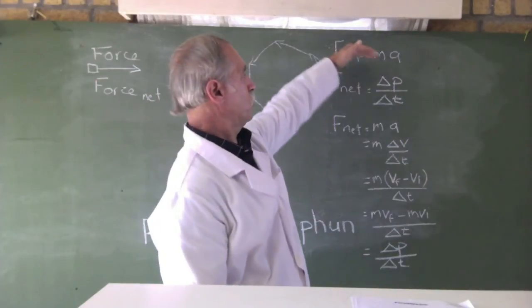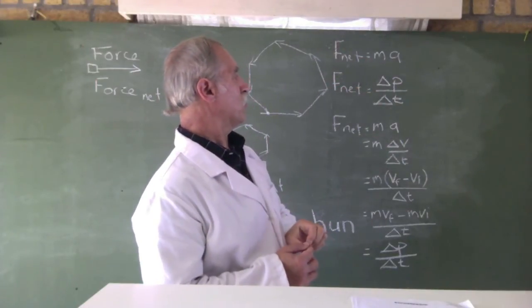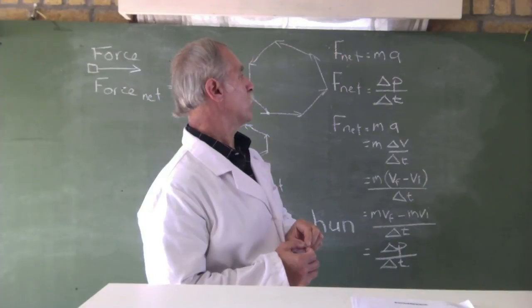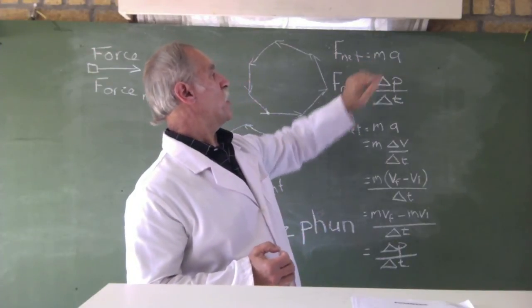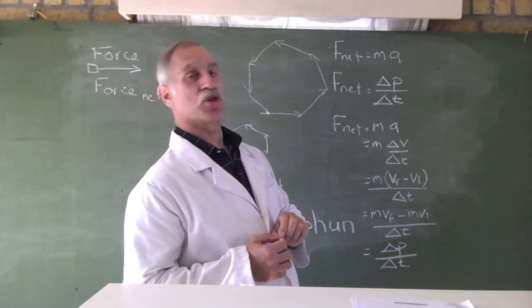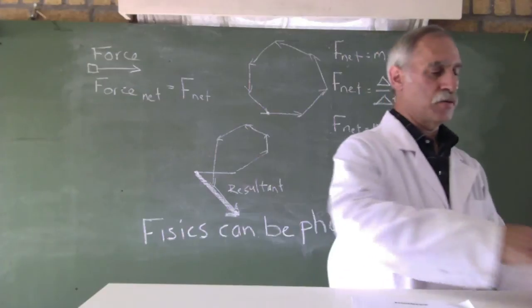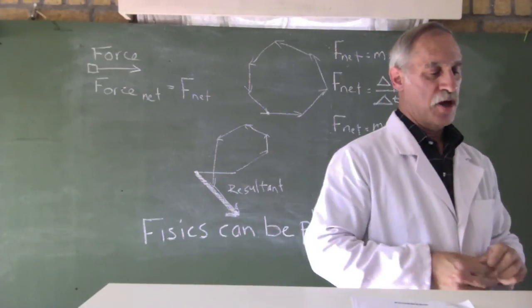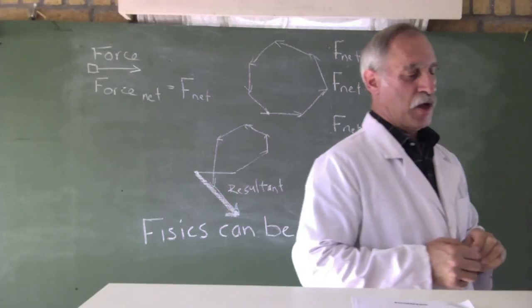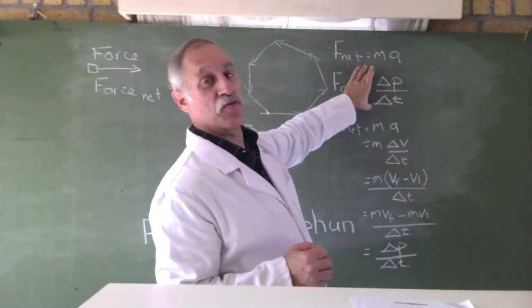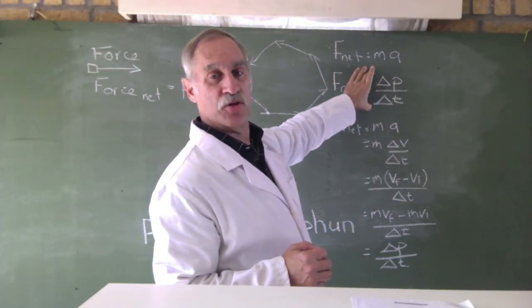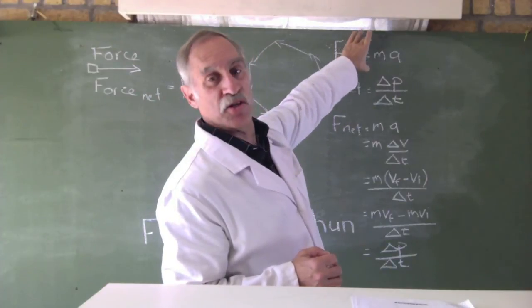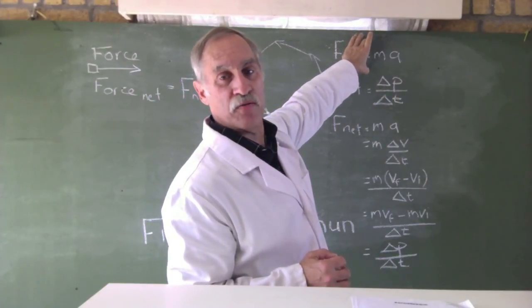So the two formulae are almost identical. We're always assuming that our mass is not changing. And we are told that this is the general form of Newton 2, and this is the special case of Newton 2.